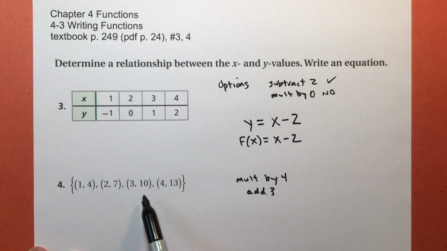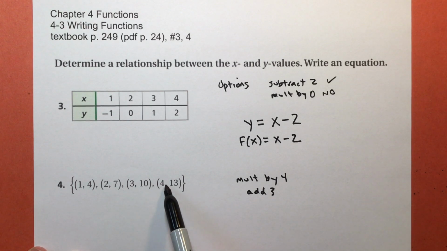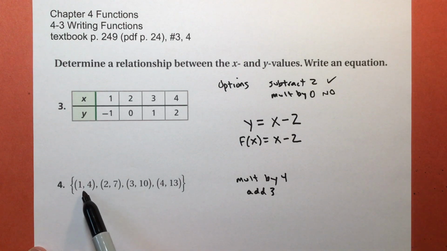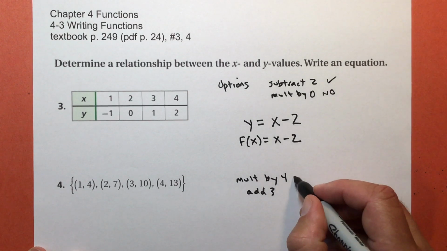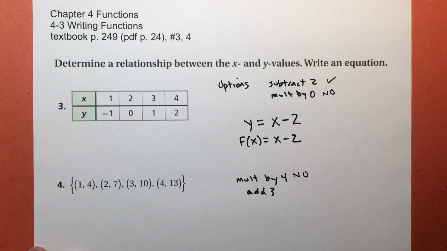It has to work for all of them. 3 times 4 is 12, and 4 times 4 is 16. So it only works here, not for the others. That's a no. Let's do add 3. 1 plus 3 is 4. 2 plus 3 is 5. It didn't work here. 3 plus 3 is 6. And 4 plus 3 is 7. So adding 3 is also a no.